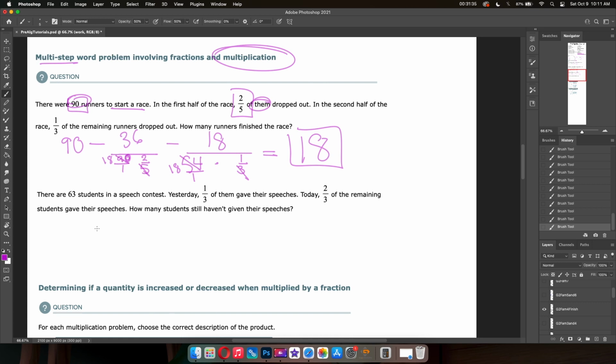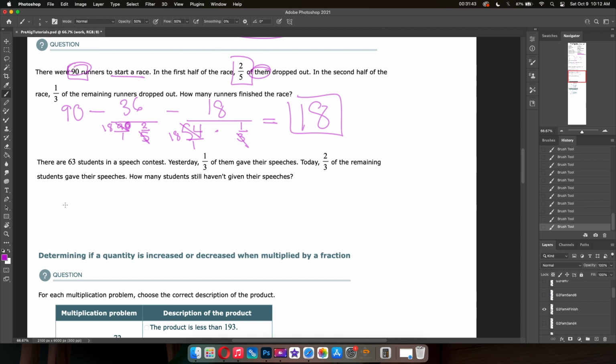These ones are a little tricky because when they say multi-step, they really do mean multi-step. It takes a hot minute to get the work out. Let's see here. There are 63 students in the speech yesterday. 1/3 of them gave their speeches. So 1/3 of them being the 63. So I know the setup there.